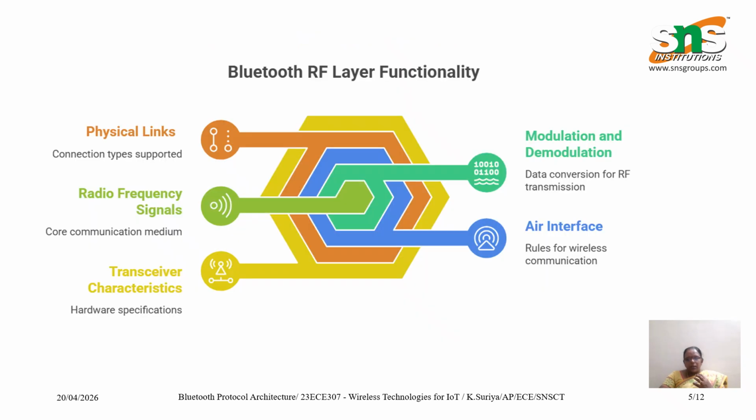The first one is the Bluetooth RF layer functionality. It specifies the air interface, including the operating frequency, frequency hopping, and transmit power. It performs modulation and demodulation, converting the digital data into radio frequency signals, and it defines the physical characteristics of the Bluetooth transceivers and supports two types of physical links: connection oriented and connectionless.